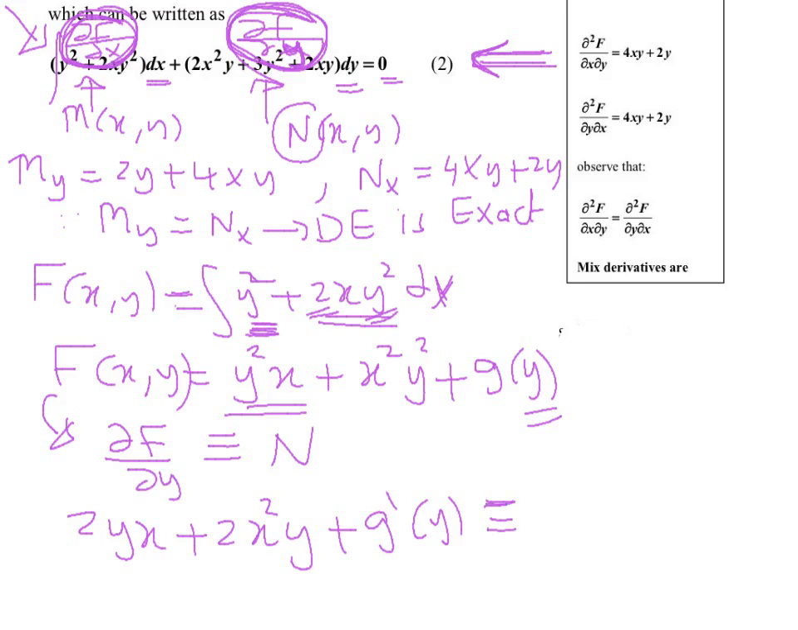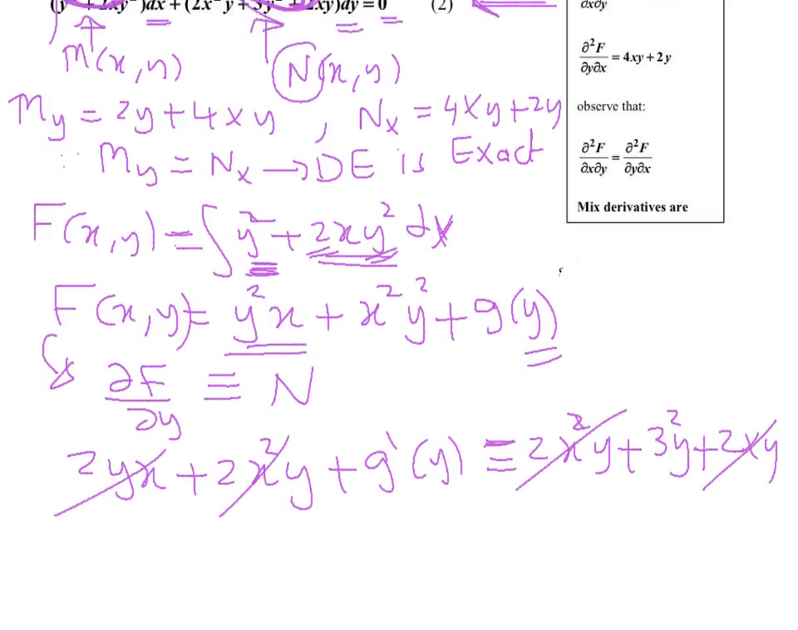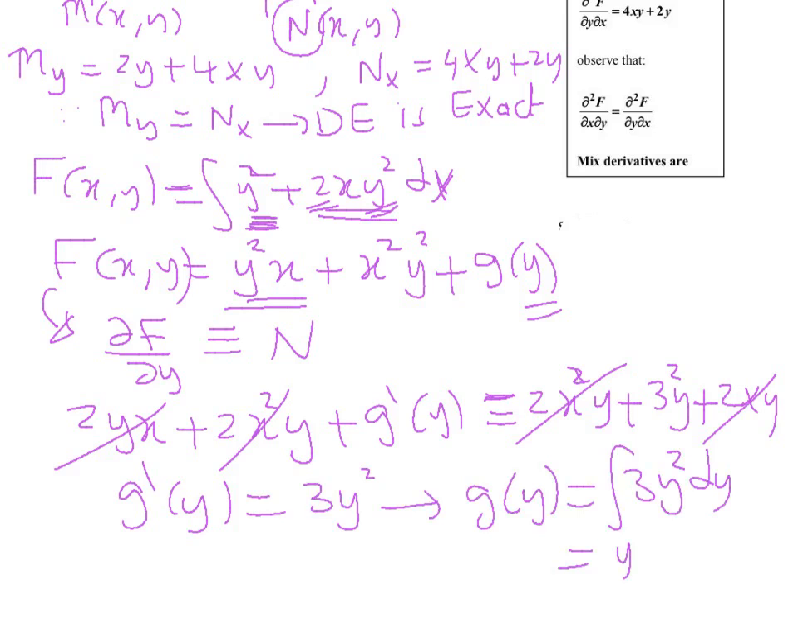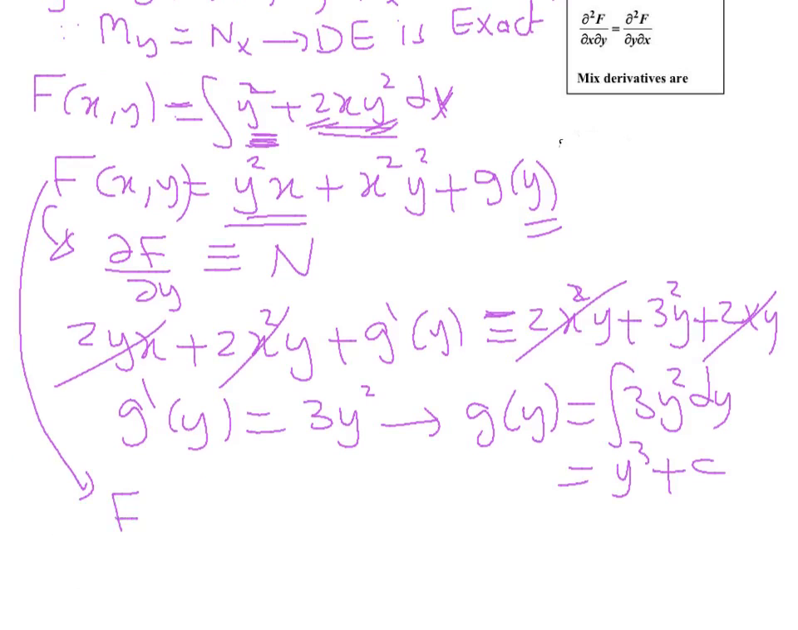Compare it with n, and n is 2x squared y plus 3y squared plus 2xy. You see 2xy is equal to 2xy here, 2x squared y is 2x squared y, so g prime y is equal to 3y squared. So g of y is the integration of 3y squared with respect to y, which is y cubed plus c. So you can write back the function, which is the solution, x plus x squared y plus y cubed.